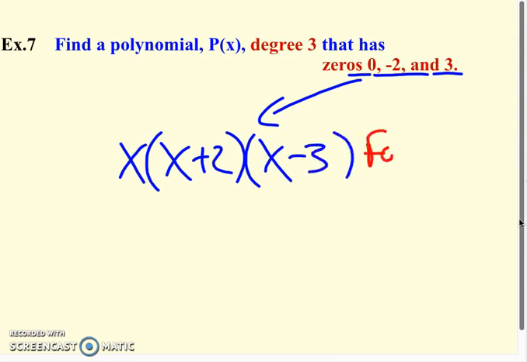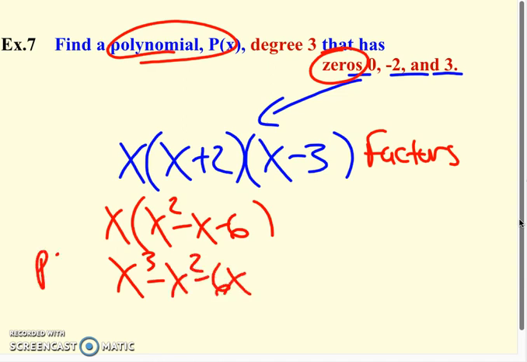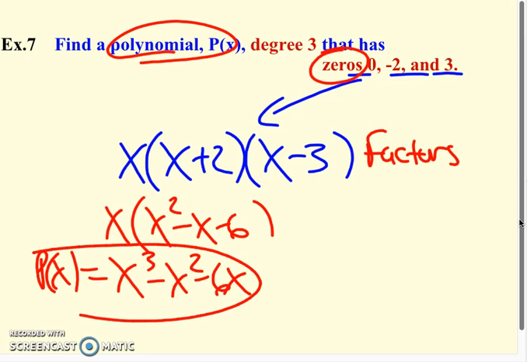Now that's a list of factors from my list of zeros. But don't forget to finish it off into what was the original function. So what we're going to have to do is a little bit more work with this and distribute that x in. So there's a function of degree 3 with those specific 3 zeros. Again, not a real complex problem, just understand the connection between zeros, factors, and the function. And that's pretty much it.